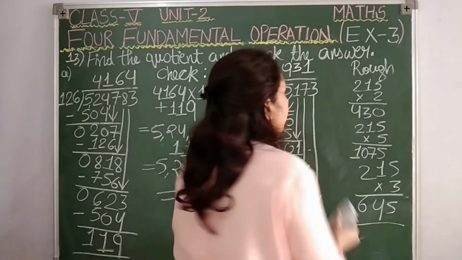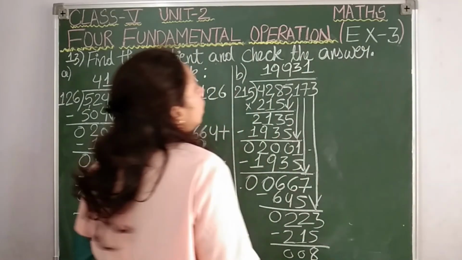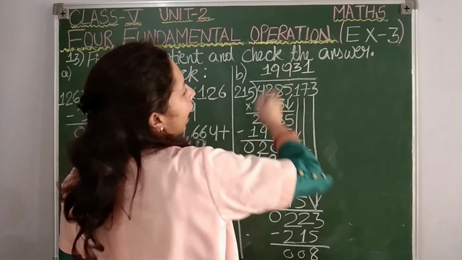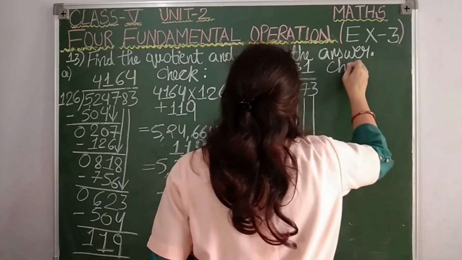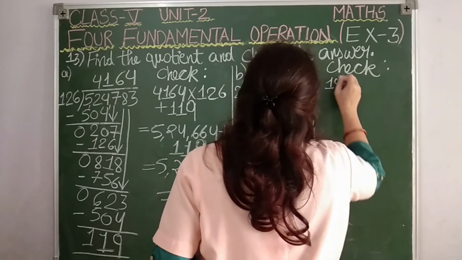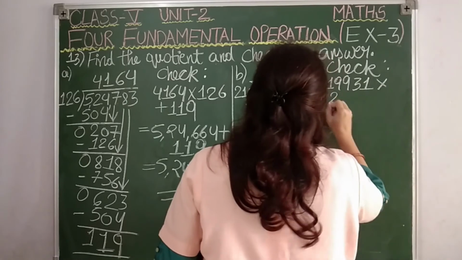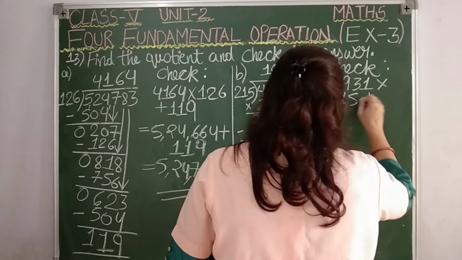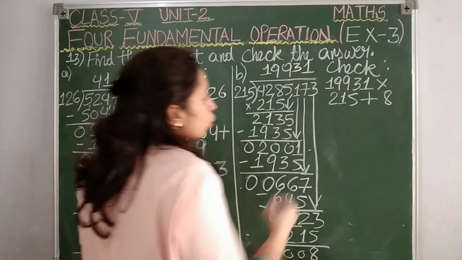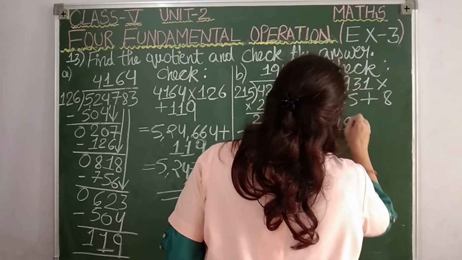So we have solved this question also. Now checking is left na. So let us check now whether our quotient is correct or not. We got the quotient 19,931. So students, check. 19931 multiplied by the divisor, that is 215, plus the remainder, that is 8. So let us multiply students. Here only I am doing the rough work as no space.